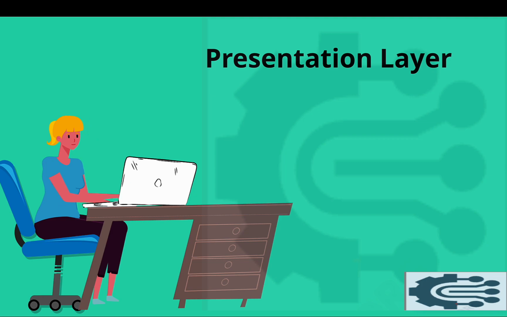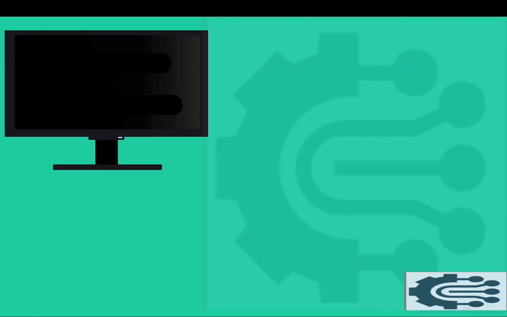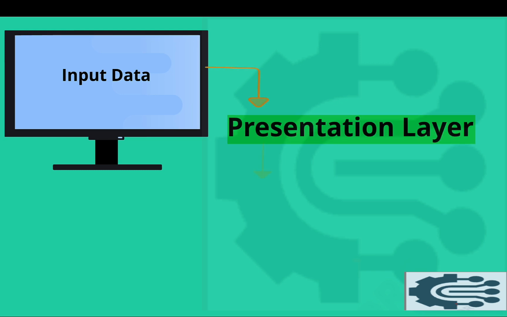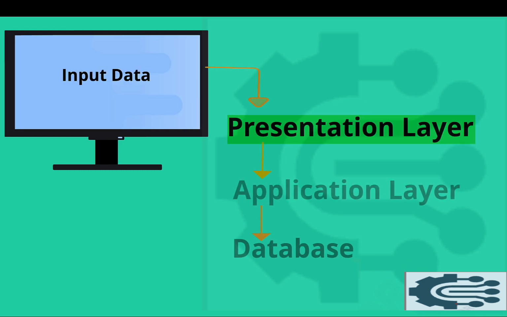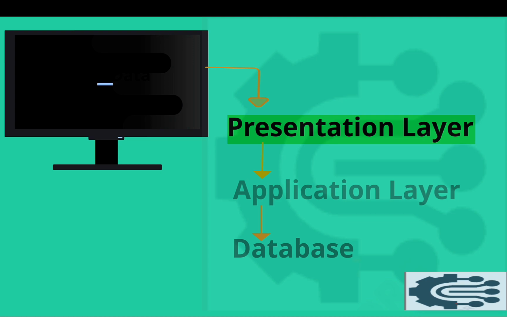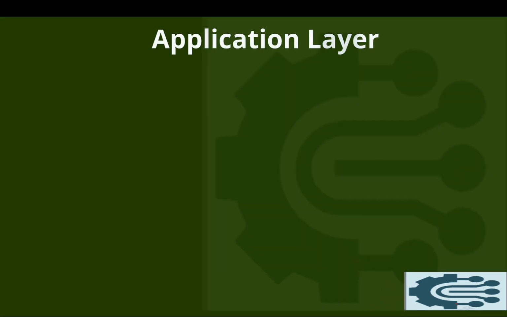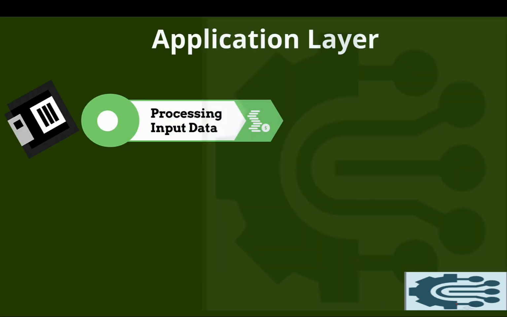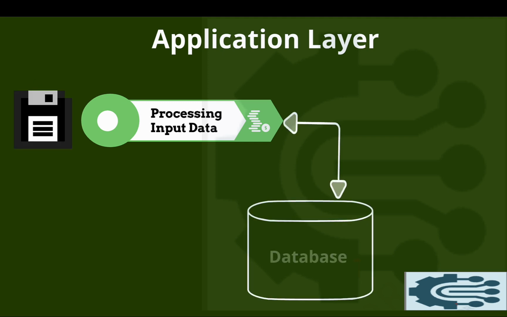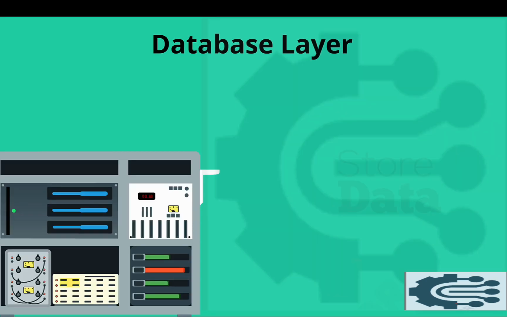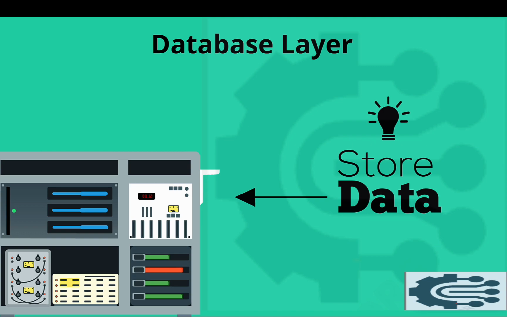Presentation layer. This layer provides the user interface and the interaction between the user and the system. Application layer. This layer provides the functionality of the system and is responsible for processing the business transactions and data. Database layer. This layer stores the data and information required for the system to function.